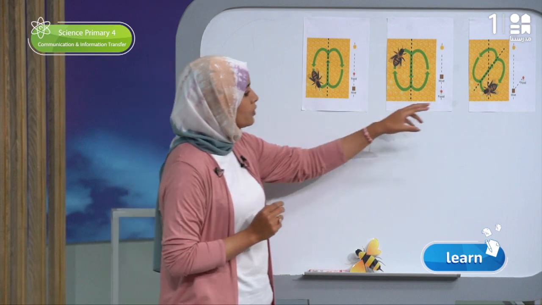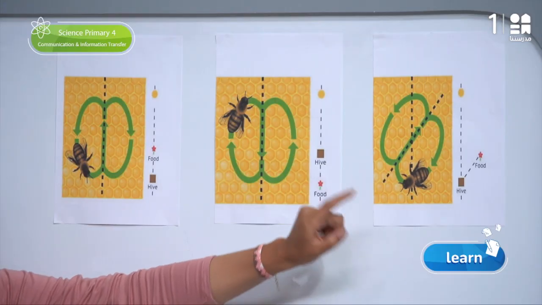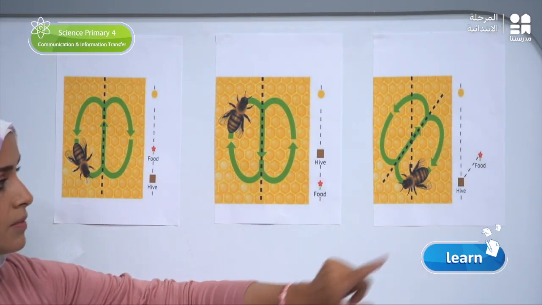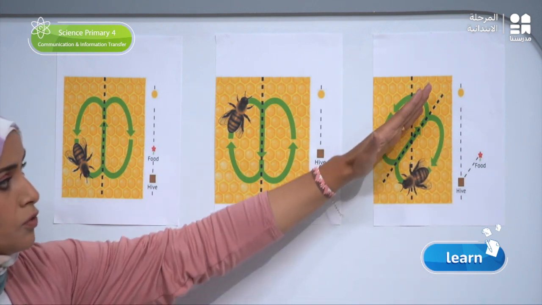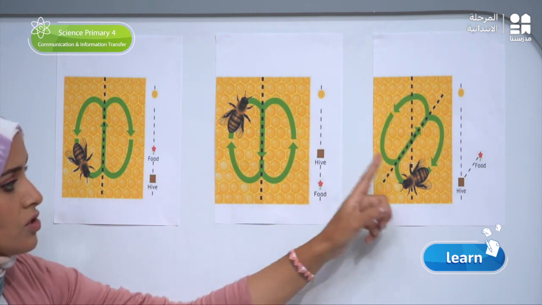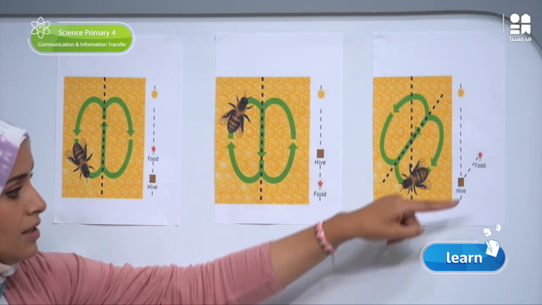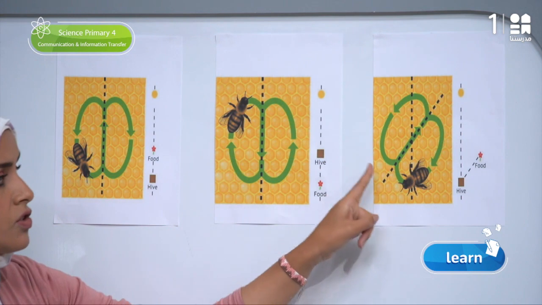Before we go further, let's think here. Here is the hive and here is the food. Okay, the food is on the right, so the bee is going to face the right side. Then it starts its vibration, turns right, vibration, turns left.